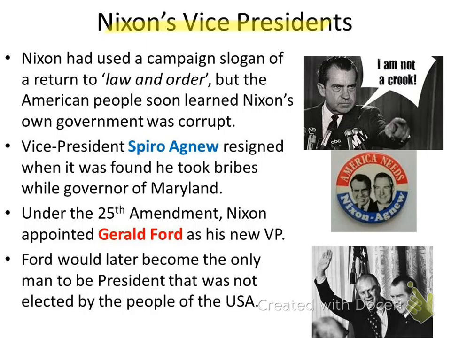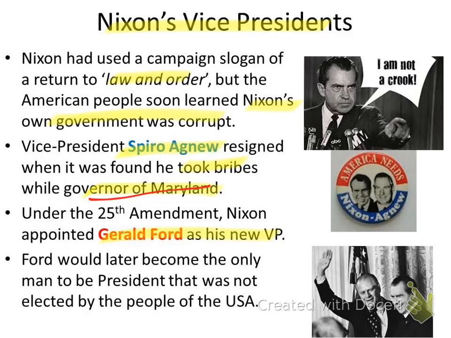Nixon's vice presidents. Nixon had used a campaign slogan of law and order, but unfortunately, people within Nixon's own government were corrupt. His first VP, Spiro Agnew, resigned when it was found out that when he was governor of Maryland, he took bribes. Gerald Ford was appointed VP when Spiro Agnew resigned.